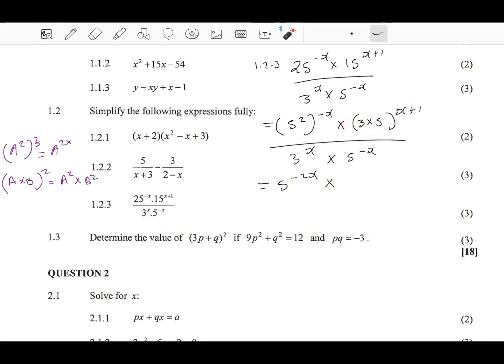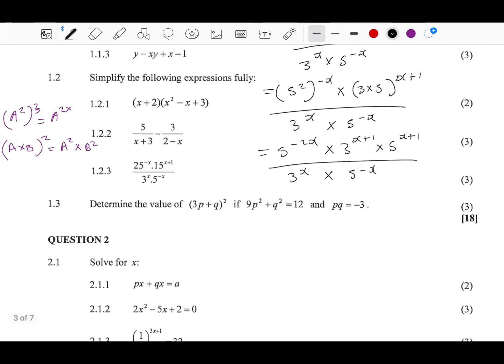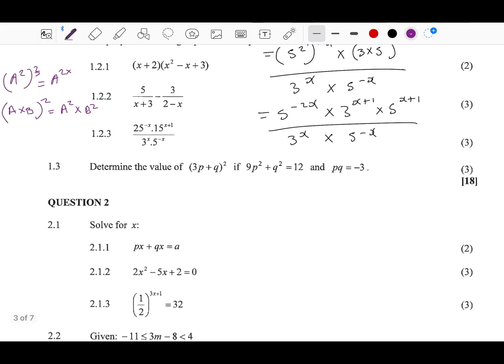So you're going to be doing the same thing here, right? So it's going to be 3 power x plus 1 times 5 power x plus 1 divided by 3 power x again times 5 power minus x. A couple of things to remember again. If you have a power 2 times a power 3, your answer will be a power 2 plus 3, which is a power 5. So that's what you're going to be doing there.